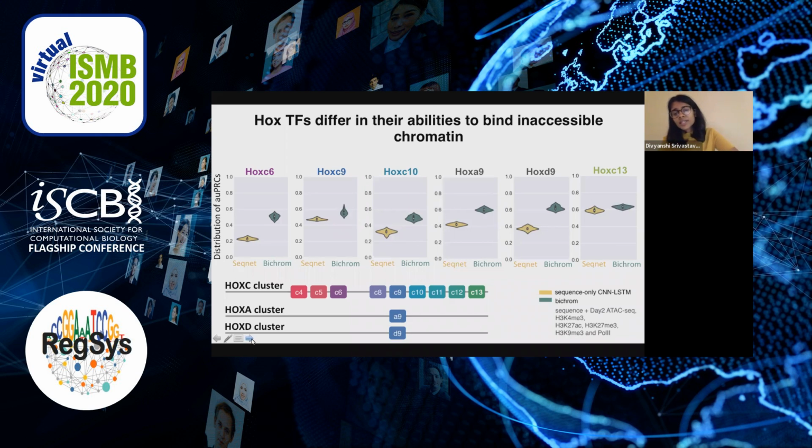Finally, we also assayed HOXC13, which is a posterior Hox transcription factor, and we find that similar to HOXC9, the addition of pre-existing chromatin using BichromE, in green here, results in almost no gain in predictive capacity, suggesting that HOXC13 is not dependent on the pre-existing chromatin landscape. And this result ties in very nicely with a recent paper that was published establishing HOXC13 as a potential pioneer transcription factor.